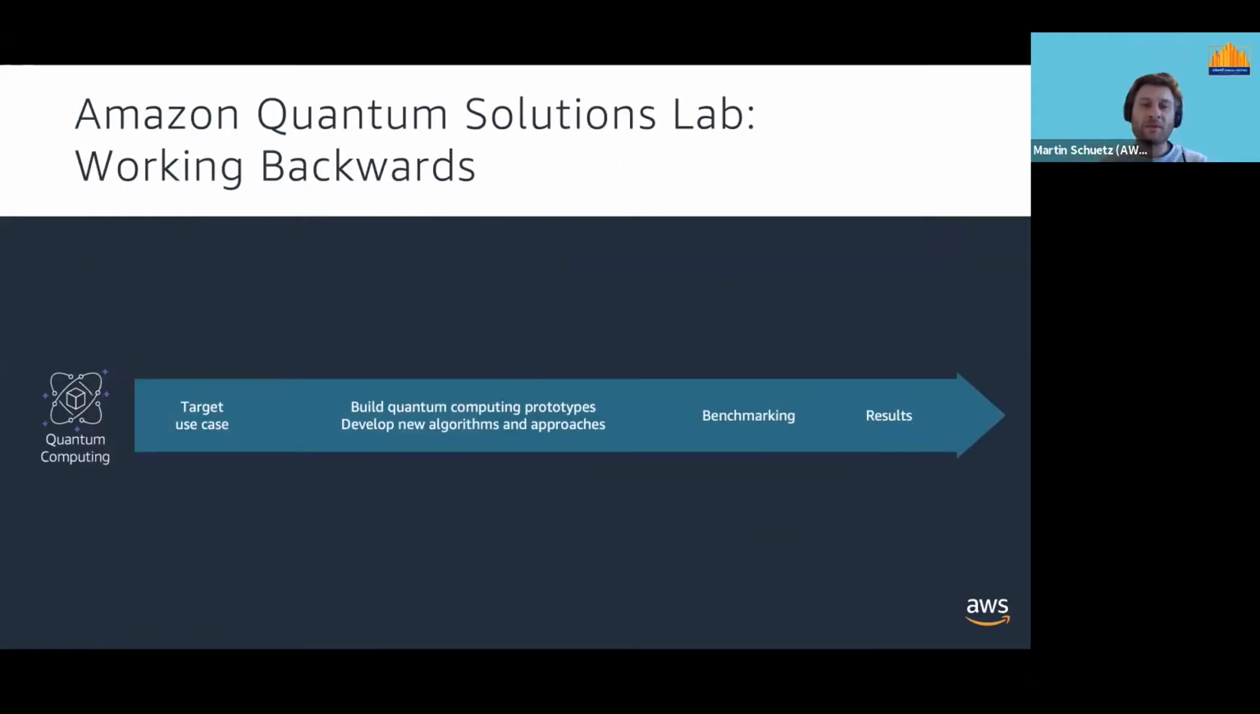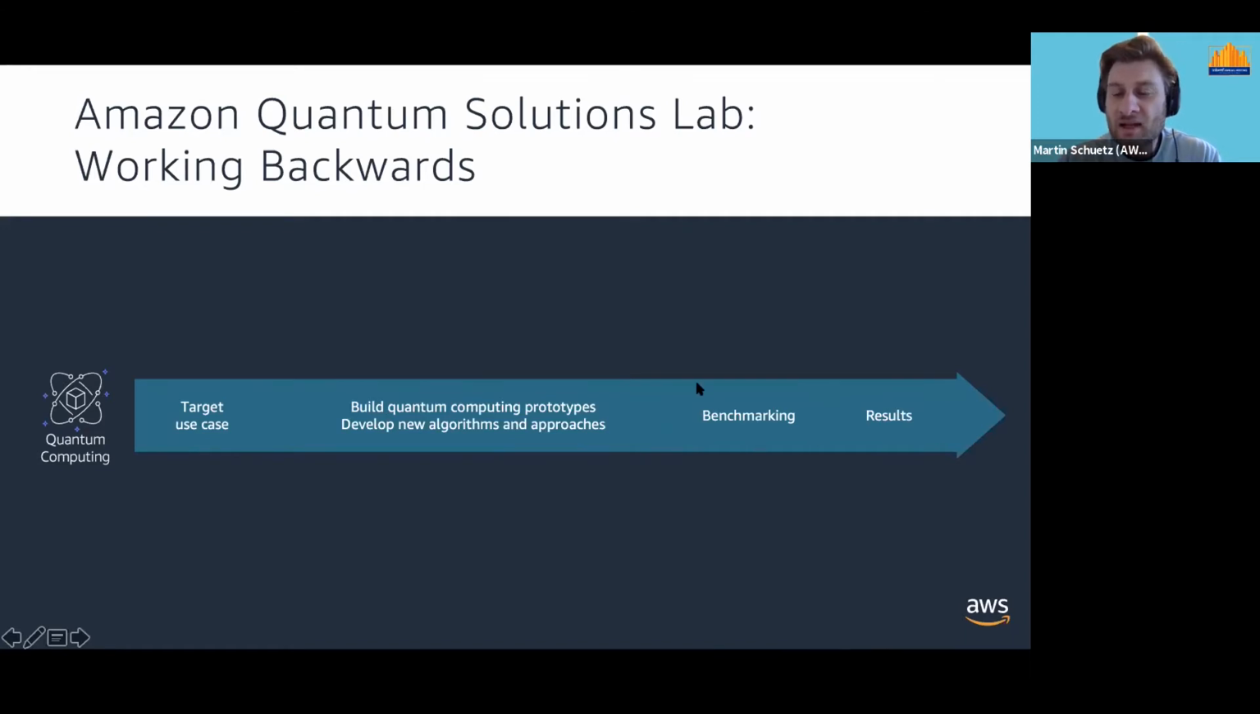Going a little bit away from this example, more broadly, the way we typically engage with our customers goes as follows. We typically like to identify a very concrete target use case that we deem suitable for a quantum computing solution strategy. We then build a prototype by developing new algorithms and approaches. Typically, this has to be done from scratch, simply because there are very few off-the-shelf solutions available in quantum computing today.